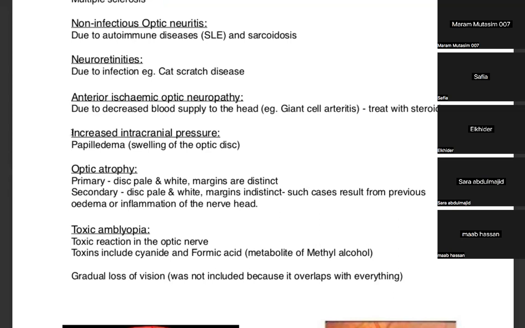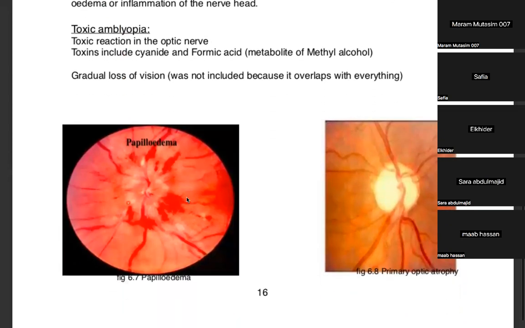And obviously, think about increased intracranial pressure. Increased intracranial pressure can cause loss of vision. The feature that you need to look at is papilledema. Okay, so you get papilledema, which is basically swelling of the optic disc. This is papilledema. You'll see swelling of the optic disc. This is specifically known for increased intracranial pressure.